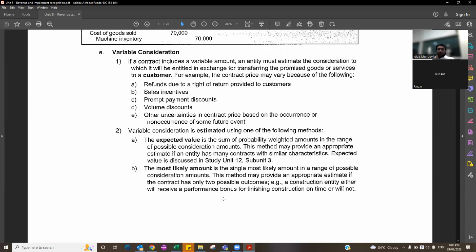For example, you ask me to construct a villa for you, and the contract value is 1 million. And you say if you complete within 6 months, you will get an additional 10%. So that is the variable portion. Whether I will get this 10% or not depends upon the completion of the contract within 6 months. Got it?